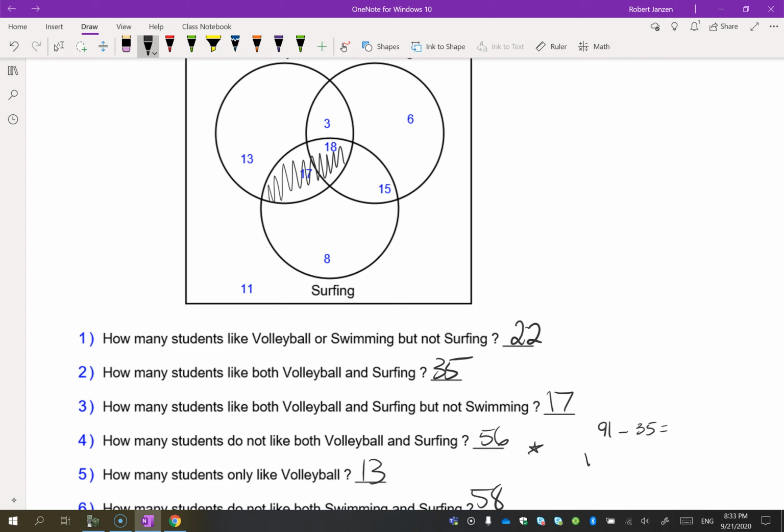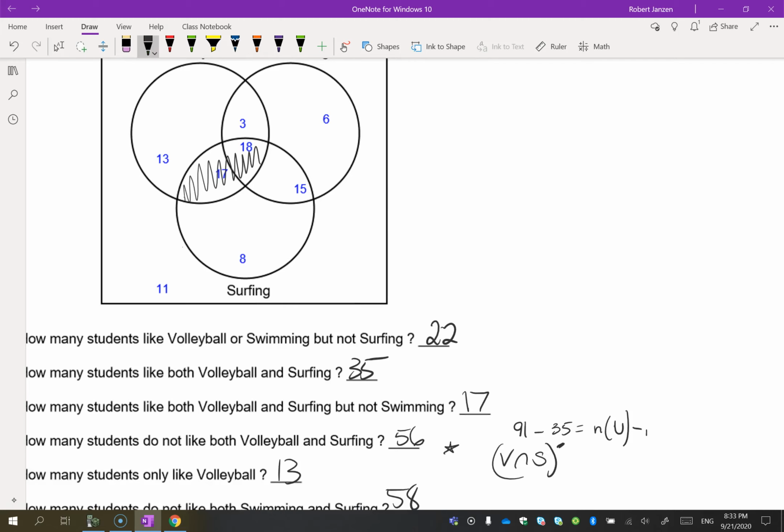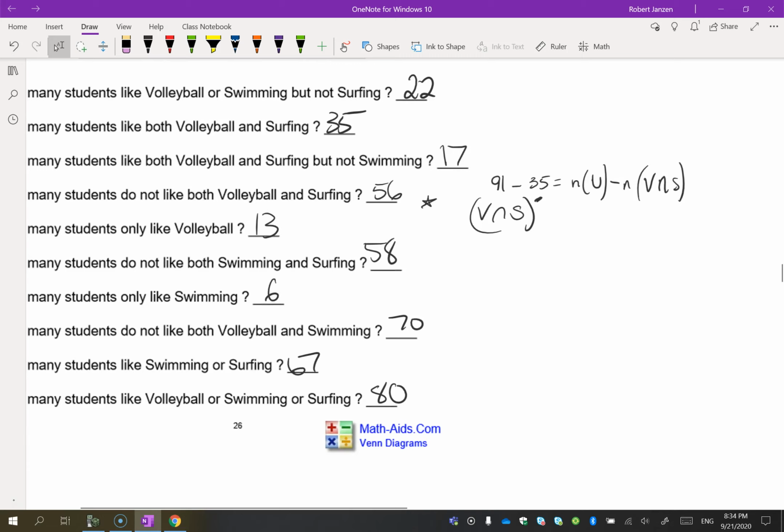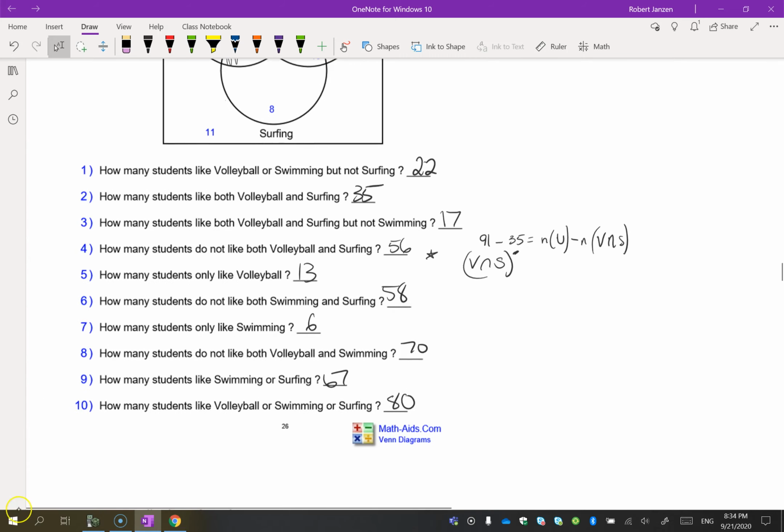Okay, so how do you do this one? This one is who doesn't like volleyball and surfing. Okay, so let's do the total take away. This is going to be the universal set. Take away the number of V and S. Okay, so that's just one example where I gave you a little bit more information. But you can do that just by looking at the Venn diagram. All right, I'll pause there and we can start the next lesson.